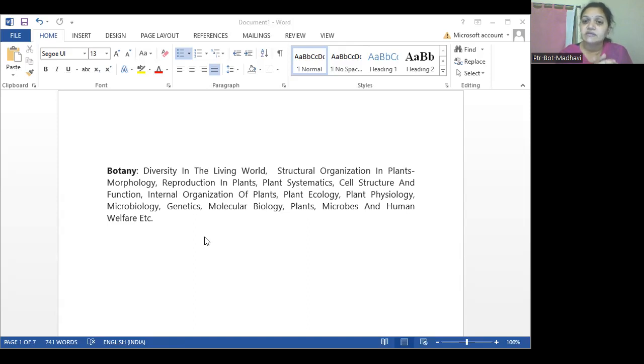The next one is the living world, diversity in the living world. There are 4 chapters in this unit. In these 4 chapters, the first one is the living world. From that, we can expect at least 2 questions in the EAMCET exam. One is direct and another will be in a combined manner, along with the 5th chapter, or the 7th chapter, or else the 9th chapter.